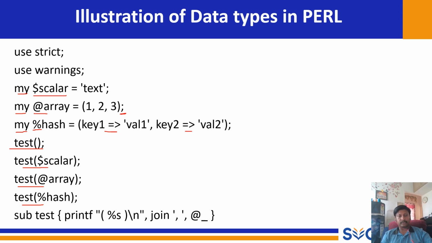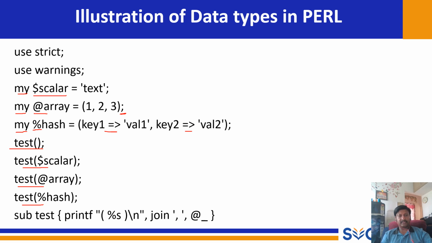Now, if you see the subroutine test, inside the curly parentheses I'm going to give code like printf. Inside the bracket, I'm going to give a percentage s, like an escape sequence, if you want to print a string. We can give it like this, and slash n, a new line character, comma, join. Inside the join, I'm going to join the values and at underscore.